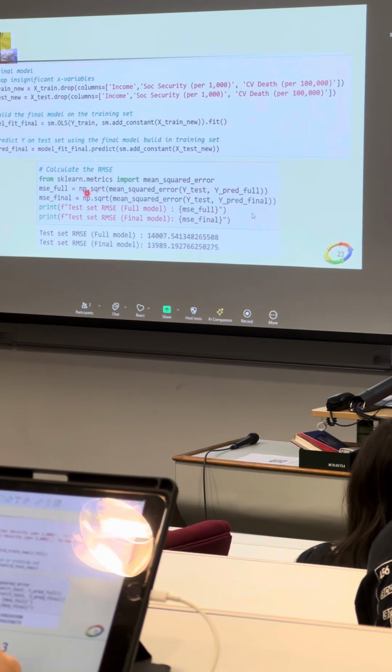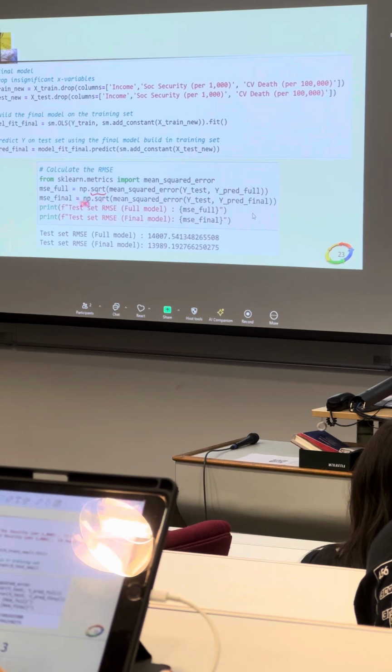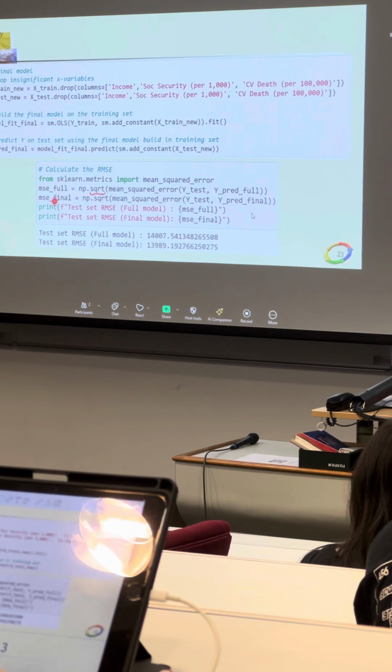Then we take the square root. SQRT is the square root function, and it's from the NumPy library. We take the square root of the mean square error, and then we have the root mean square error for the full model. Same thing, we are using the mean square error function to calculate the difference between the actual y value on the test set and the predicted value on the test set for the final model. Okay, we have 2 models. And then we take the square root, and we will have the root mean square error for the final model.